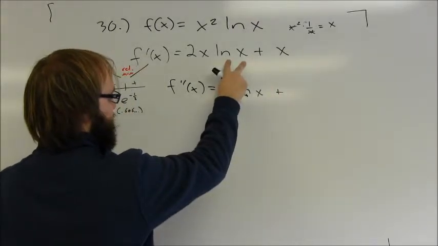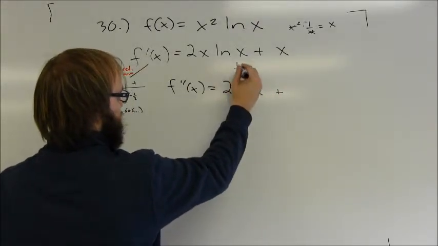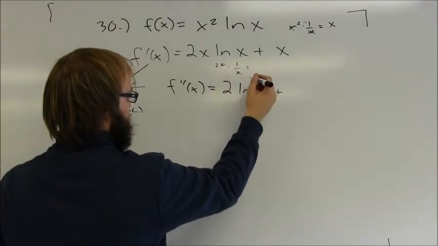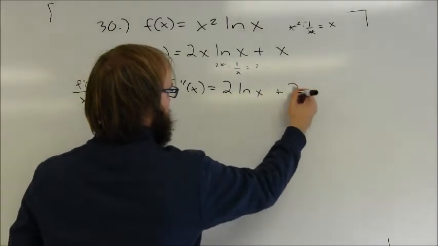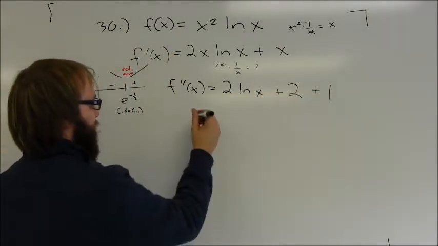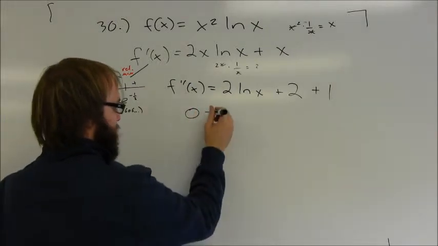Plus the derivative of the second times the first. Now that's going to be 1 over x times 2x, which when we cancel the x's is going to end up just being 2. And then plus the derivative of the x, which is 1. I want to figure out where this is 0 or undefined.